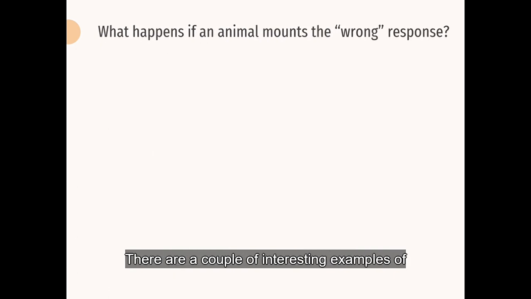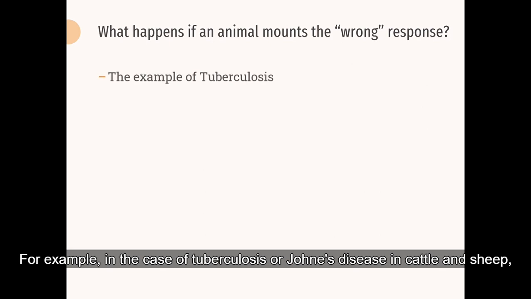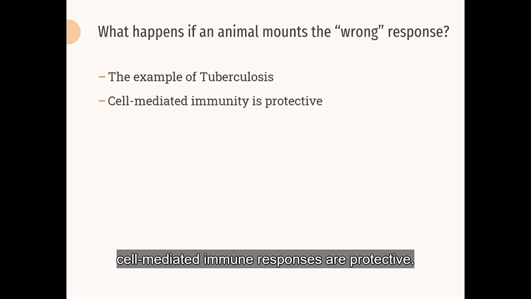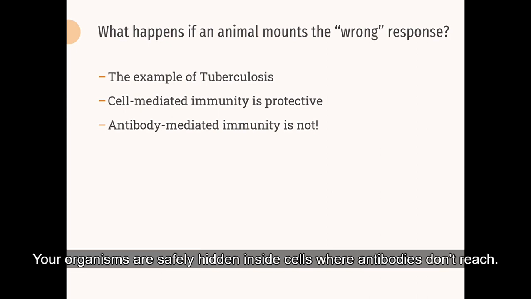There are a couple of interesting examples of situations where an animal makes an inappropriate response. For example, in the case of tuberculosis or Johne's disease in cattle and sheep, cell-mediated immune responses are protective. T cells are required to protect against the infection. Antibodies, even if the animal makes antibodies, don't do any good. The organisms are safely hidden inside cells where antibodies don't reach.